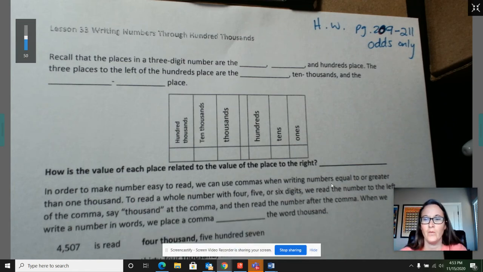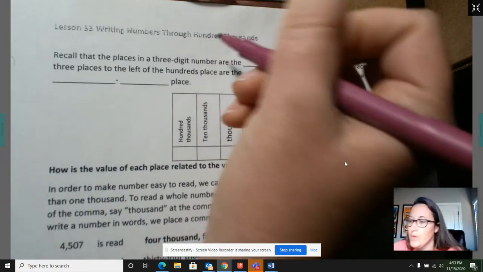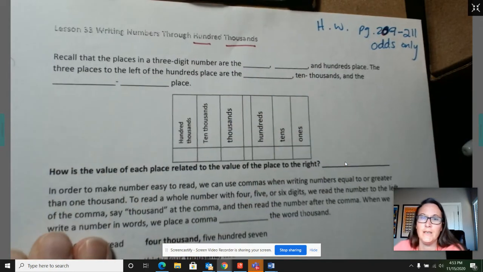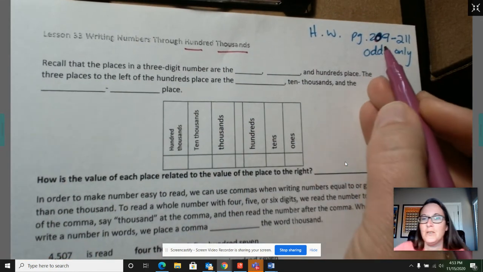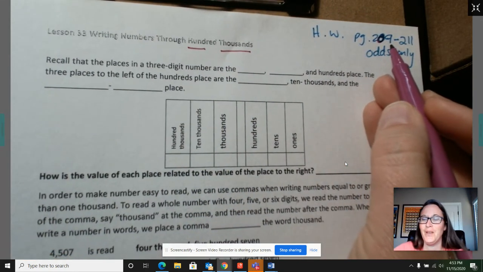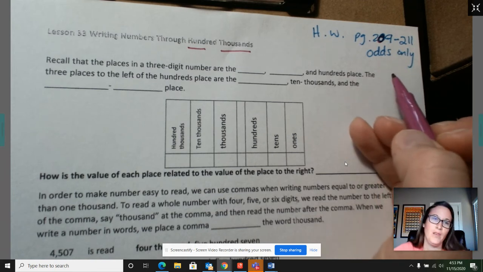Hey guys, we are working with lesson 32 today, which is called writing numbers through the hundred thousands. We're going through 100,000s today. Your homework is on pages 209 through 211, odds only.